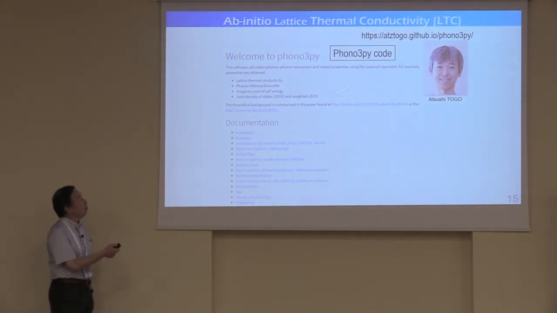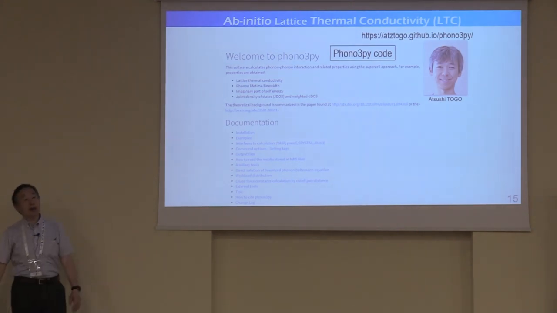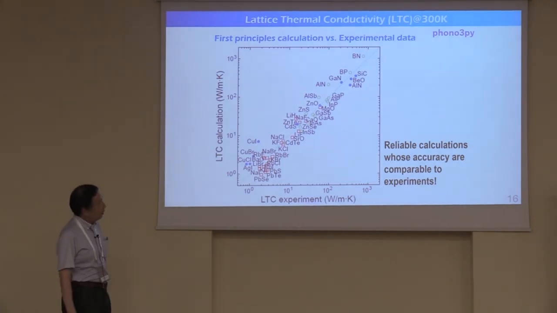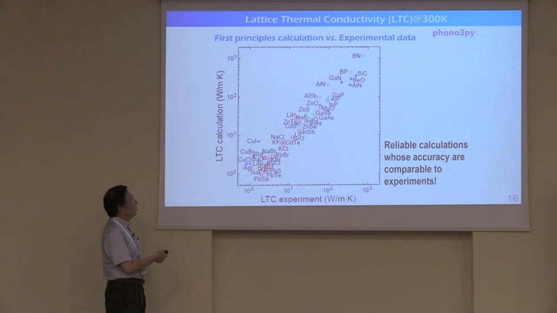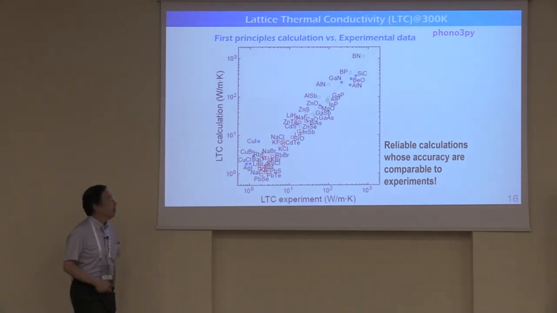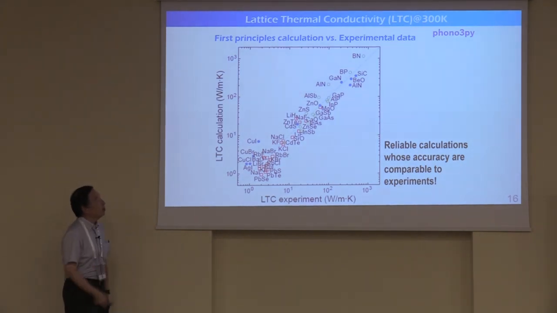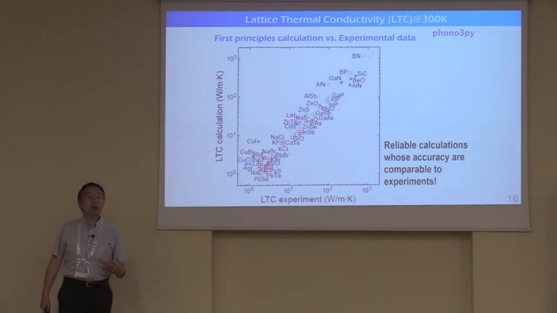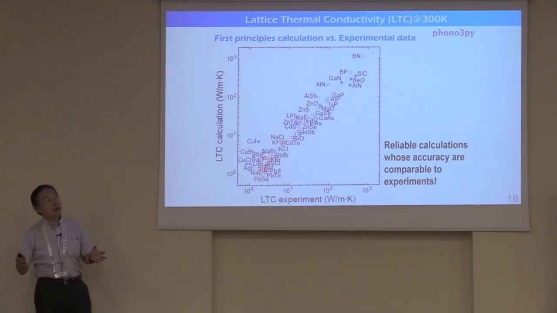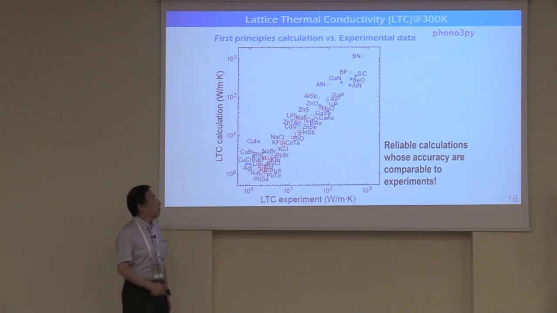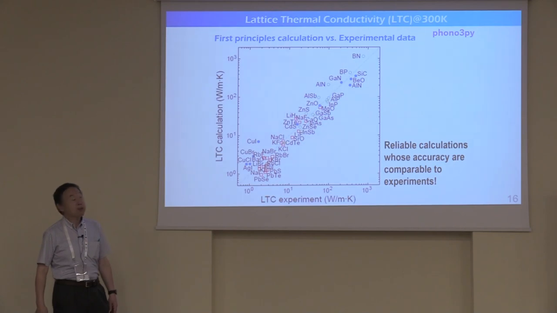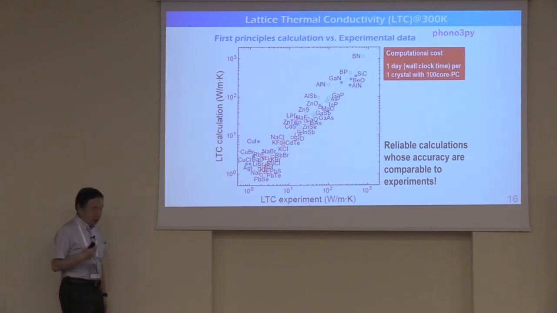And Professor Togo made this program, Phono3py, and it has been useful for a variety of problems. This is the result, which I also showed as the final slide in the morning session. This is the lattice thermal conductivity at 300 Kelvin. The horizontal axis is experimental data, the vertical axis is the computational result. Most of them are on this diagonal line. And well, the experimental thermal conductivity data are not always correct, and there is wide scattering among experimental data. So we believe that at least our calculation is reliable, whose accuracy is comparable. So we take that data as a starting point.